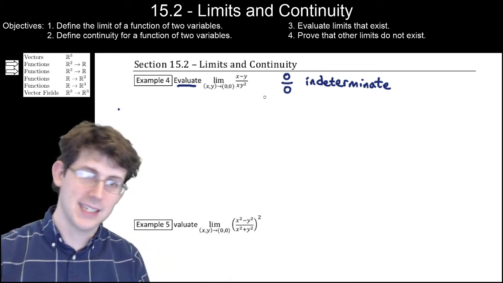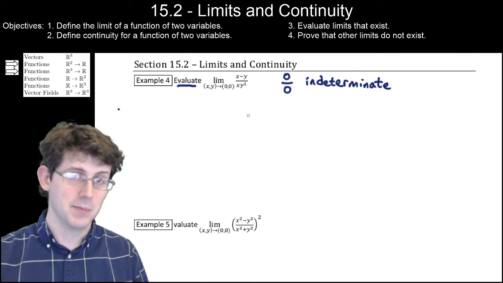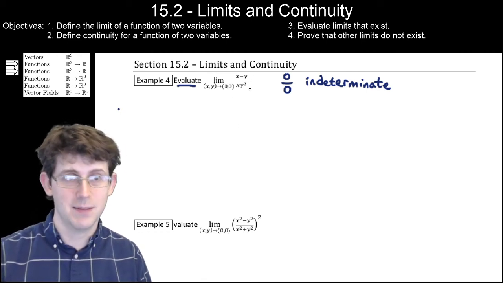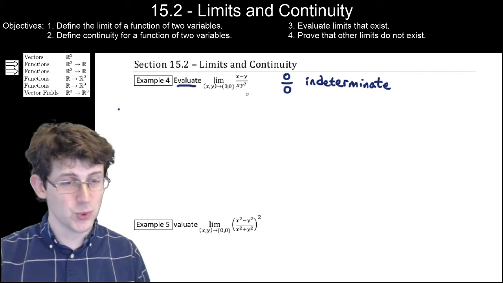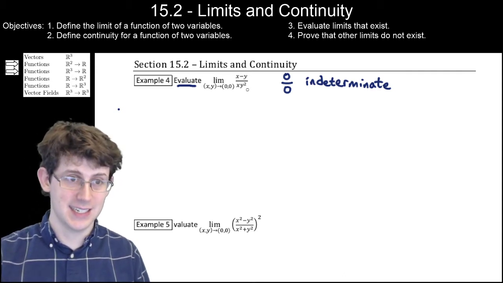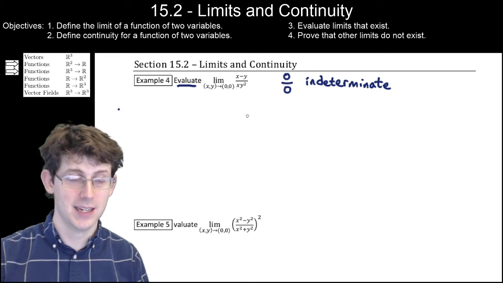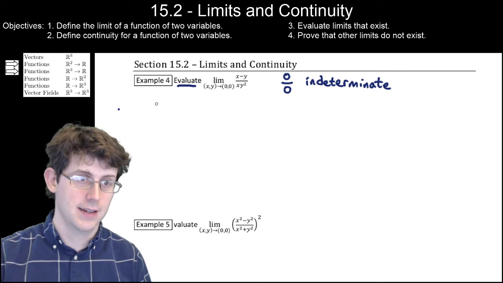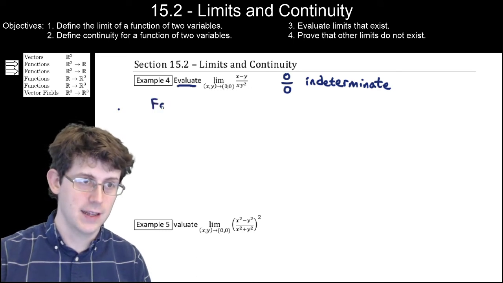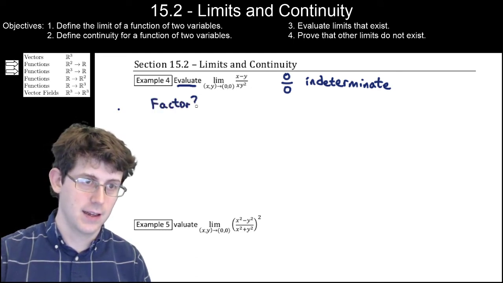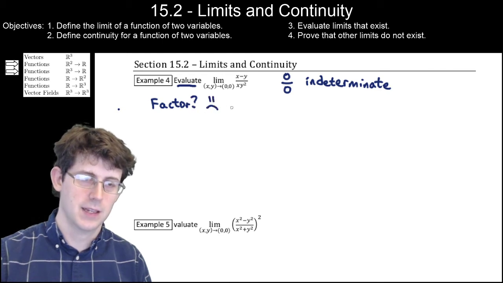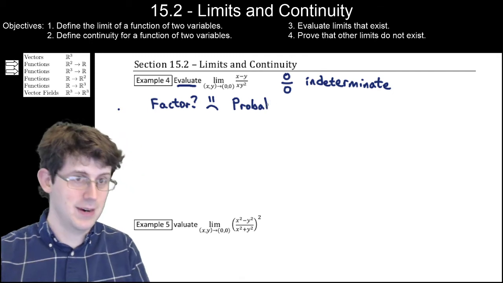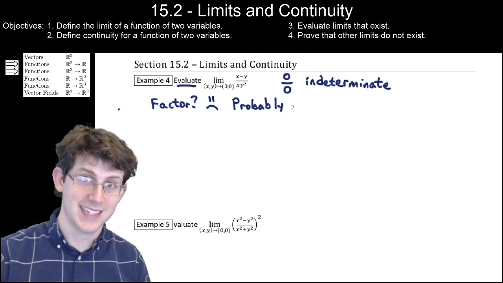Now, if the limit exists, we would need some kind of algebra miracle to save us here. Something would have to factor and cancel. We don't really have the analysis tools to prove that a limit exists unless something good happens in the algebra. We do have the analysis tools to prove that a limit does not exist. So I look for some factoring. Nope. So probably it doesn't exist. Probably it doesn't exist.